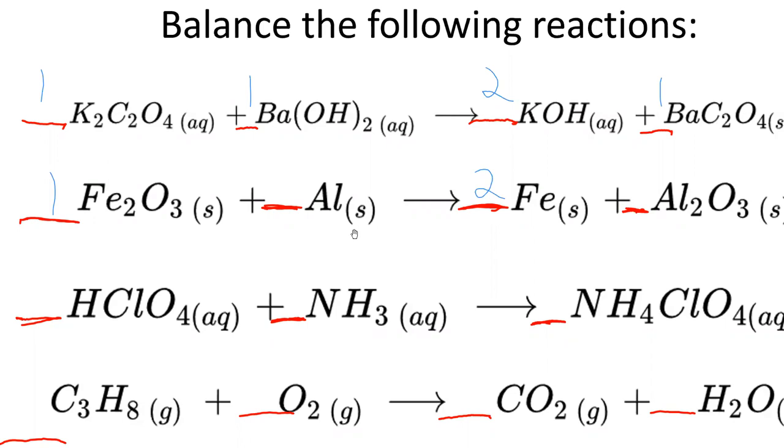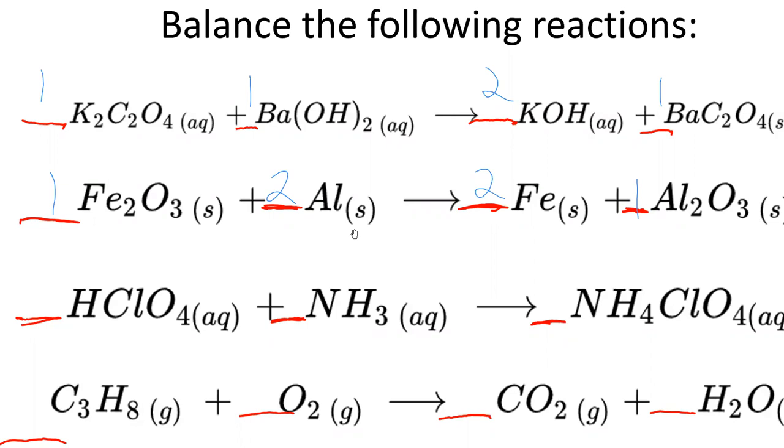Aluminum. Our oxygens are good, right? But we have 2 aluminums on the right hand side. So we need 2 aluminums on the reactant side.